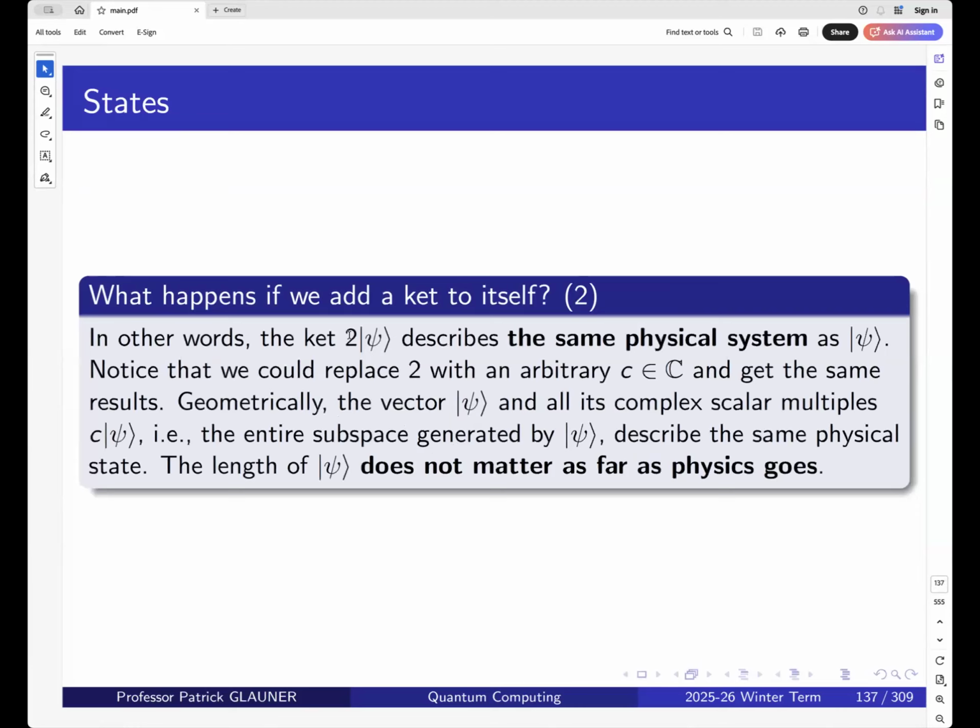In other words, when we have our 2 times psi ket, we describe the same physical system as psi, because we could replace this factor 2 with any other arbitrary complex number and still get the same results, because this constant factor would just cancel out when we normalize, since each entry gets multiplied with the same complex number. The length does not really matter from a physical perspective, because for all the key operations, we anyway need to normalize.